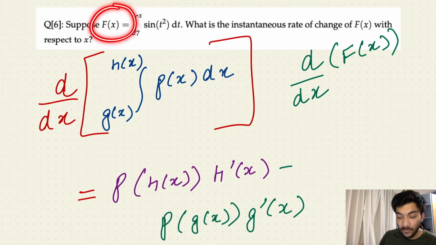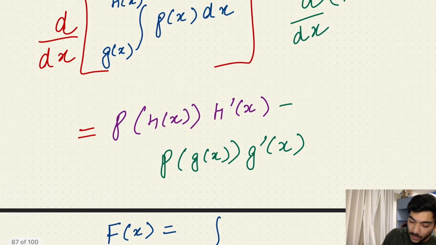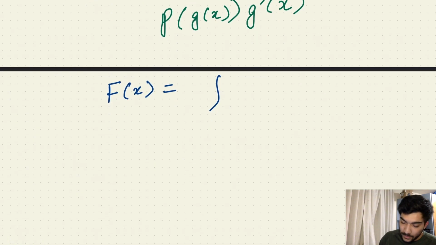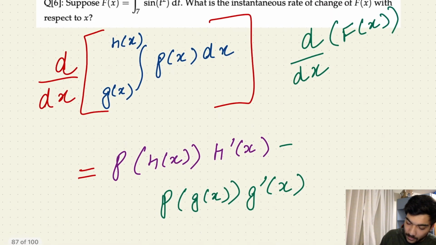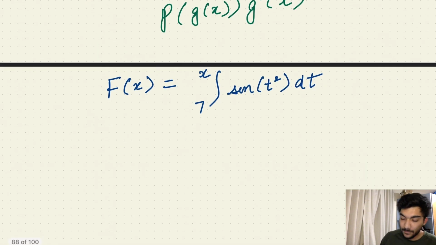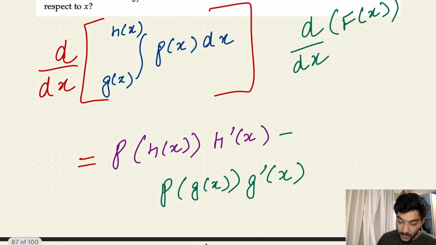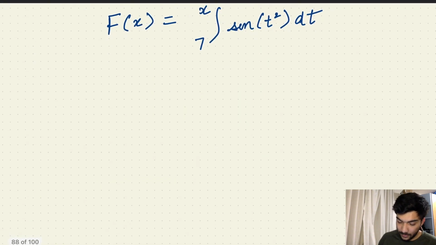Let's write the antiderivative function, which is the capital F of x, in order to solve the question. So we'll start with writing capital F of x, which in this case is equal to the integral from 7 to x of sine of t square dt, right? And now based on this definite integral, let's first identify our little f of x, our h of x and g of x, right?